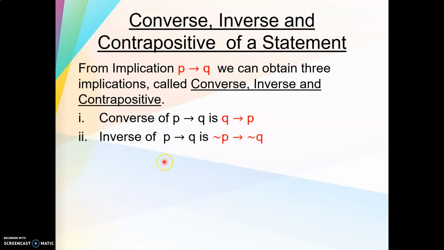Now inverse of P implies Q is negation of P implies negation of Q. The third one is contrapositive of P implies Q is negation Q implies negation P. So you have to learn all these 3 by heart.